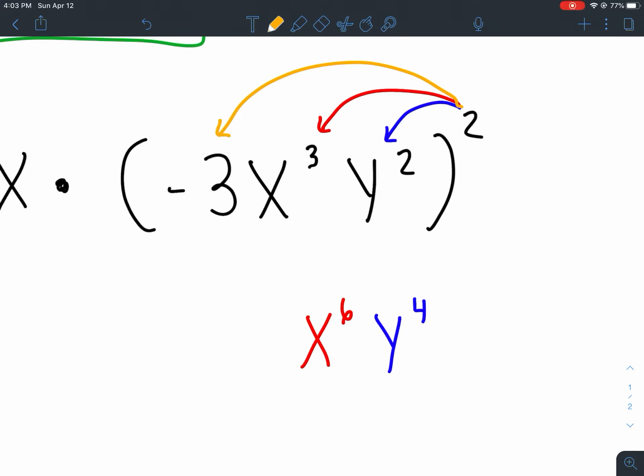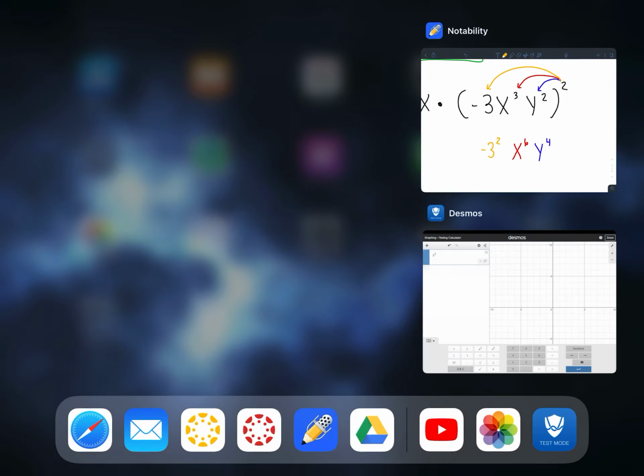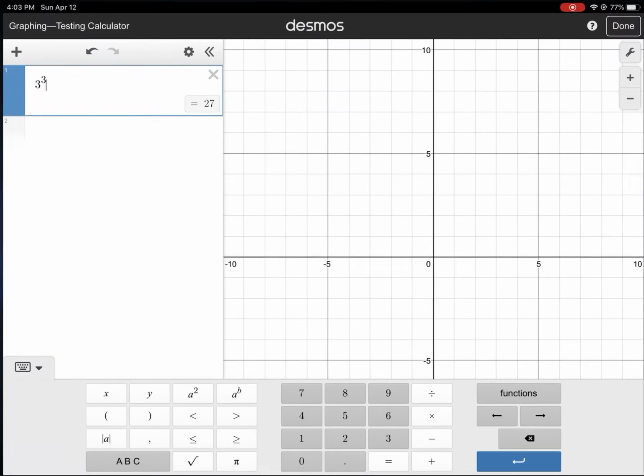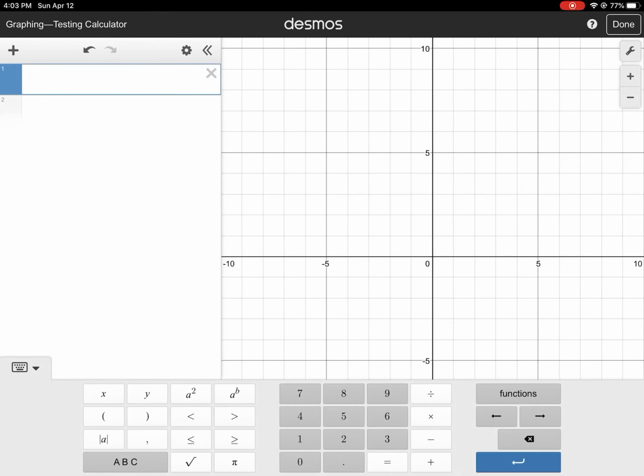Now here, again, you're not doing negative 3 times 2. It is negative 3 to the 2nd power. Now, here's the thing. What does negative 3 to the 2nd power really mean? Well, it means I'm doing negative 3 times negative 3, basically, right? Well, negative 3 times negative 3 is what? Positive 9. Well, let me show you something.